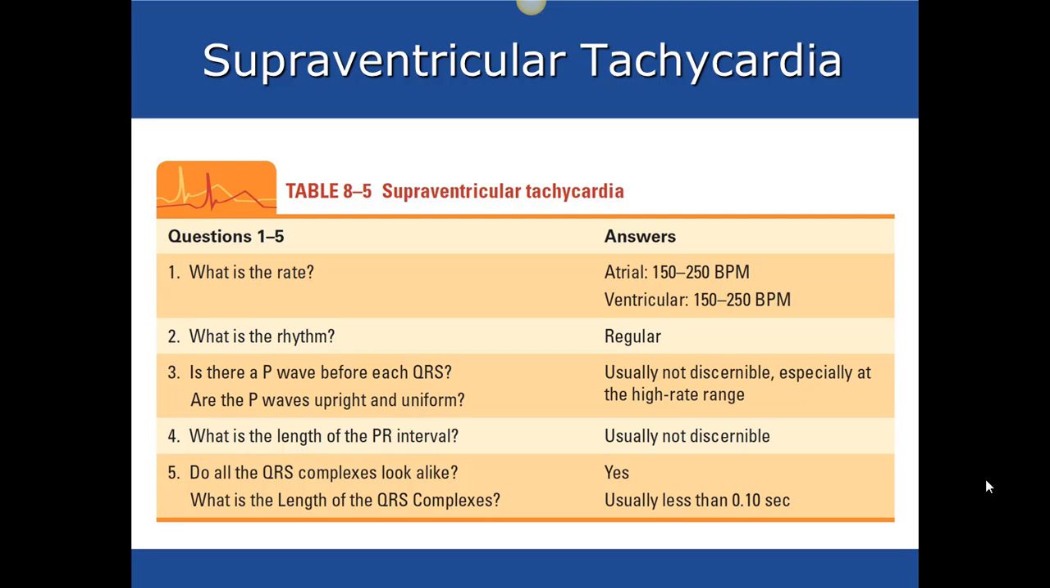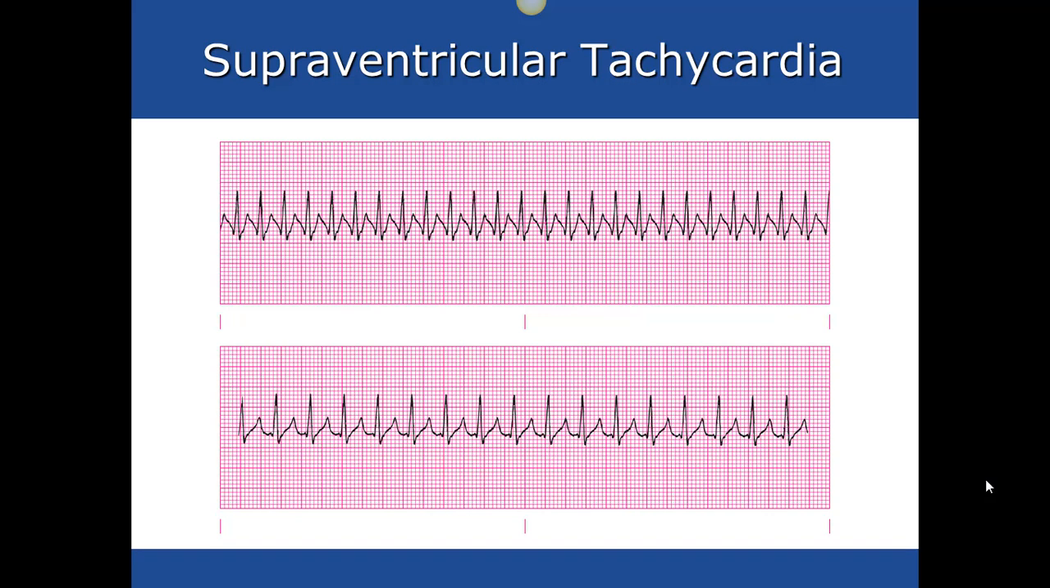Looking for P waves before each QRS, are they upright and uniform? Generally, it's going to be tough to see them because the rate is so fast, they're going to be buried within the QRS. So you may see the QRS, but you won't see the P waves. Therefore, we're not going to have a PR interval. Do all the QRS complexes look normal? Do they look alike?